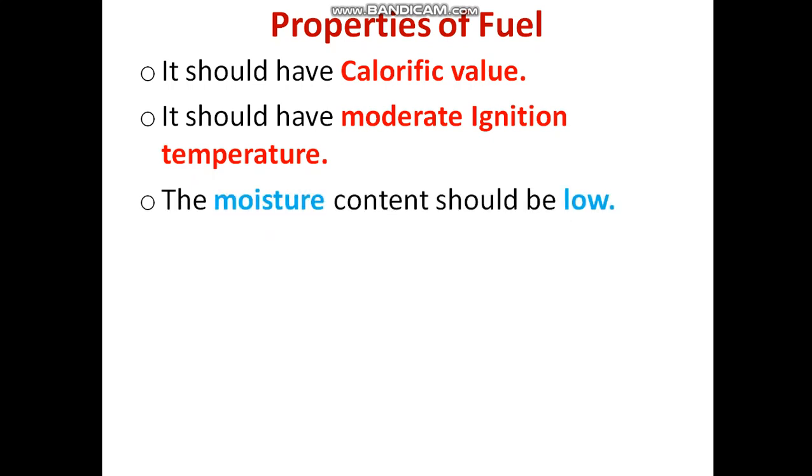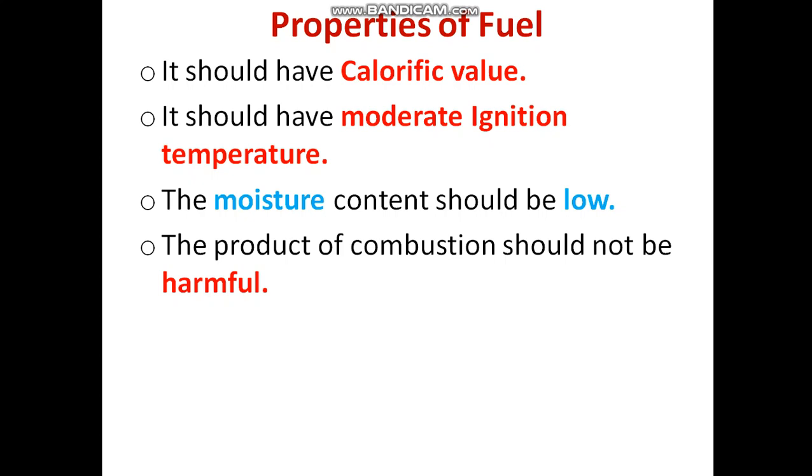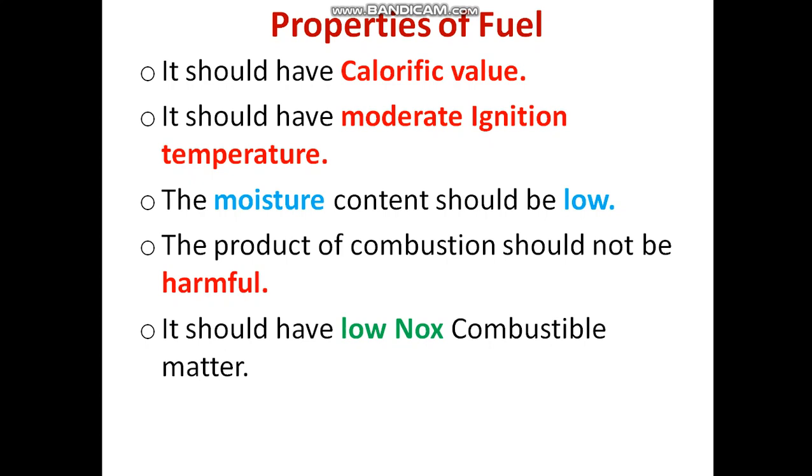Then the third thing is that the moisture content should be low in the fuel. If we take the example of wood, when we burn it, the wood should not be moist, it should be dry. Even if moisture is there, it should be very little. The products of combustion should not be harmful. When we burn the fuel, whatever byproducts we obtain should not be harmful. Then it should have low noncombustible matter. It should have low cost. Whenever we take a fuel, the cost should be low.